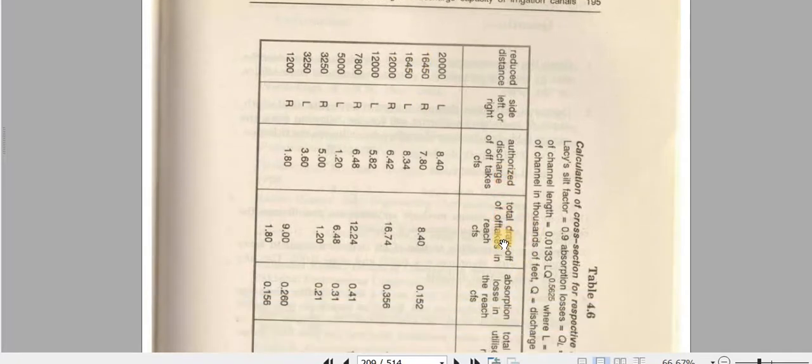You can read it here, total draw of take in reach. At this point we should have 8.41. So this is the same distance, 7.8 and 8.34. You have to add, it is 16.74. Now 16.74 and 8.4, it will be about 25 point something.